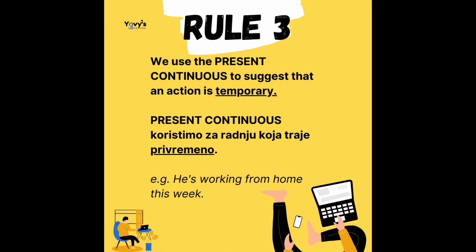Another important rule is that we use the present continuous to suggest that an action is temporary, as opposed to the present simple, which we use to suggest that an action is permanent. So, for example, we can say, he usually works from the office, but this week he's working from home.